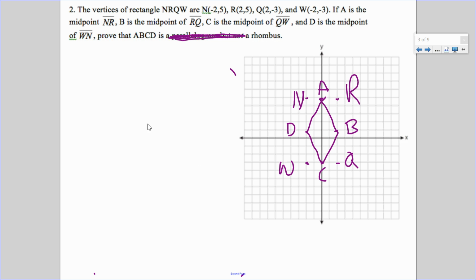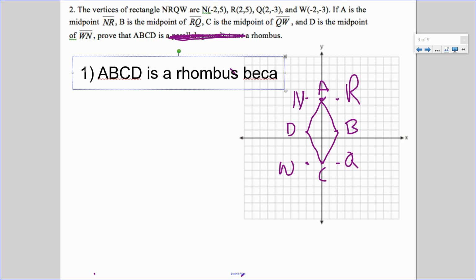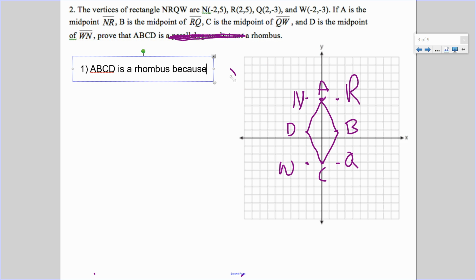So I'm just going to start you off. I'm going to give you a head start. Just like always, what they want me to prove, ABCD is a rhombus because, and again, I'm going to give you a good 3 or 4 minute head start. Yes, I know you can just pause it, but you're not going to. I know how you work.